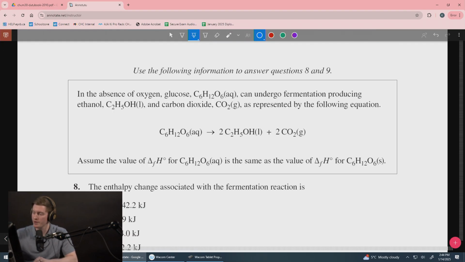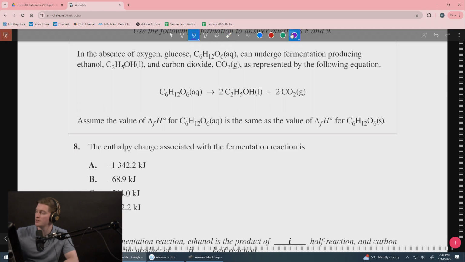We're going to use the following information to answer questions 8 and 9. In the absence of oxygen, glucose, in its aqueous form, can undergo fermentation, producing ethanol and carbon dioxide as represented by the following equation. Assume the standard enthalpy of formation for the aqueous form of glucose is the same as the standard enthalpy of formation for the solid form of glucose. The enthalpy change associated with the fermentation reaction is therefore what? Now, this is a Hess's law question.